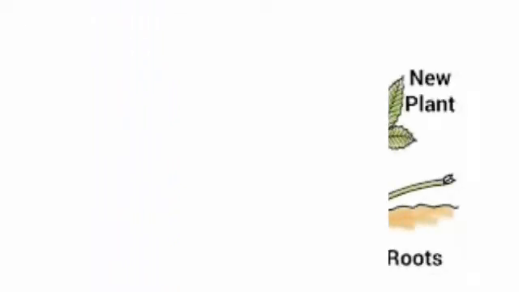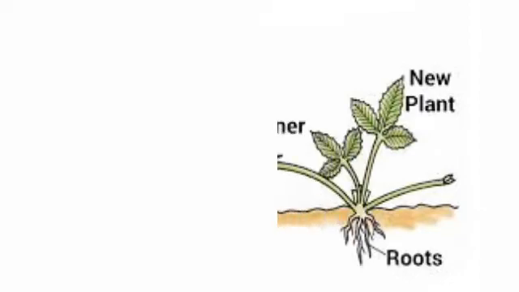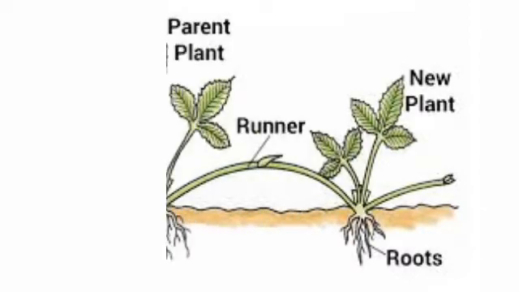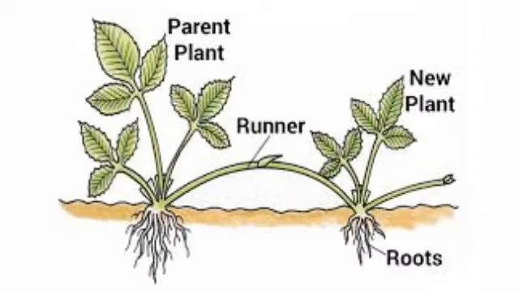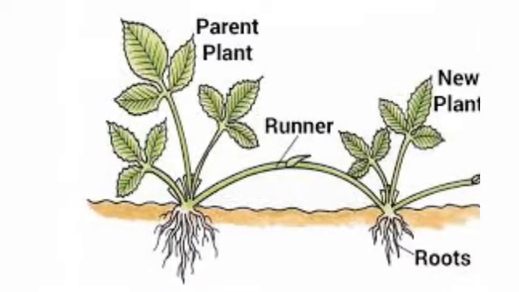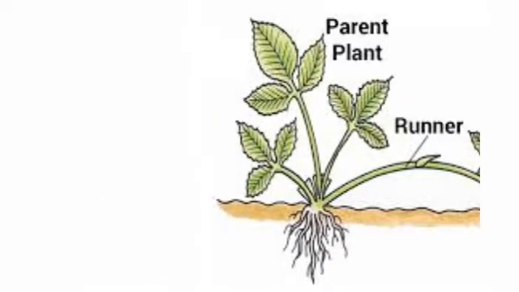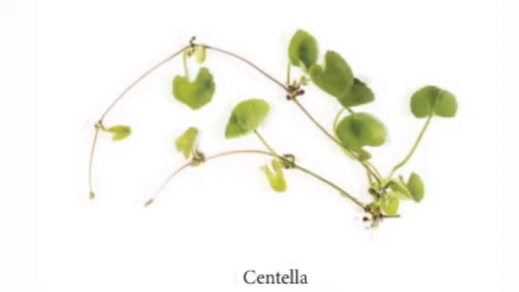First, runners. The subaerial stems that grow horizontally on the soil are called runners. They are rooted at every node. When the internodes break off, the nodes lead an independent life. This is vegetative propagation. For example, Centella.